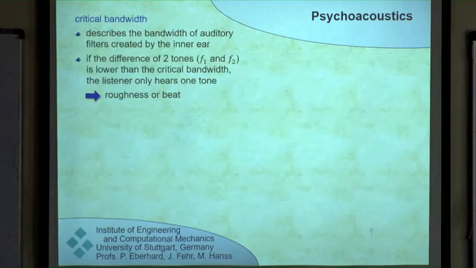But now about this psychoacoustics, just to give you one idea. If you have a sound with two frequencies, frequency F1 and frequency F2, and they are far away from each other, then you hear them as two notes, as two sounds.